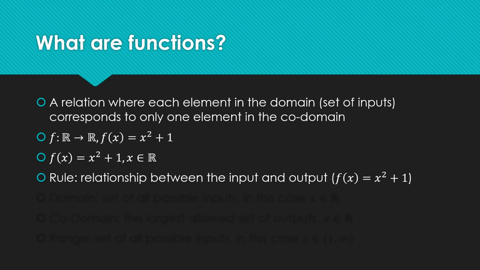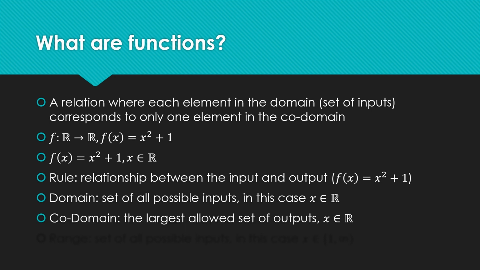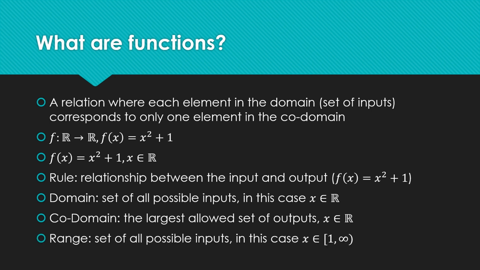Firstly, each function has a relationship between the inputs and outputs known as the rule. So in this case, the rule is f of x equals x squared plus 1. The domain is the set of all possible inputs, in this case all real numbers, and the codomain is the largest allowed set of outputs, in this case also all real numbers. The range is the set of all possible outputs, which is based on the domain, in this case from 1 to infinity.